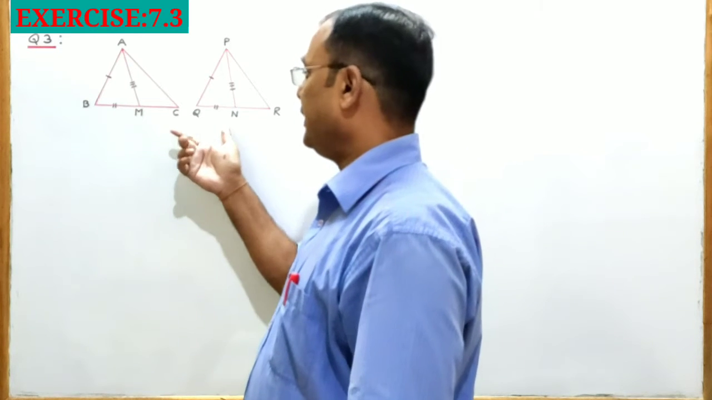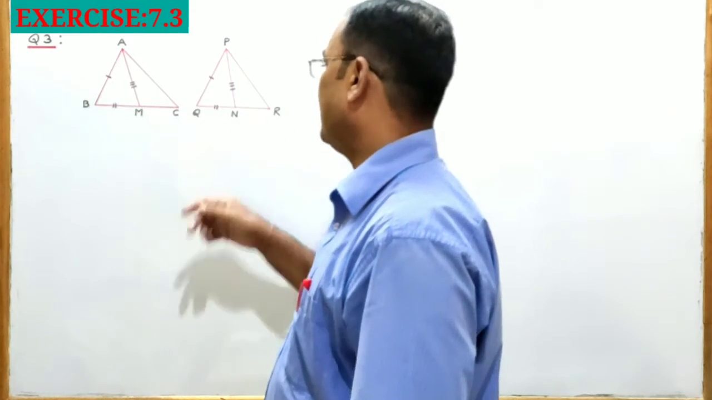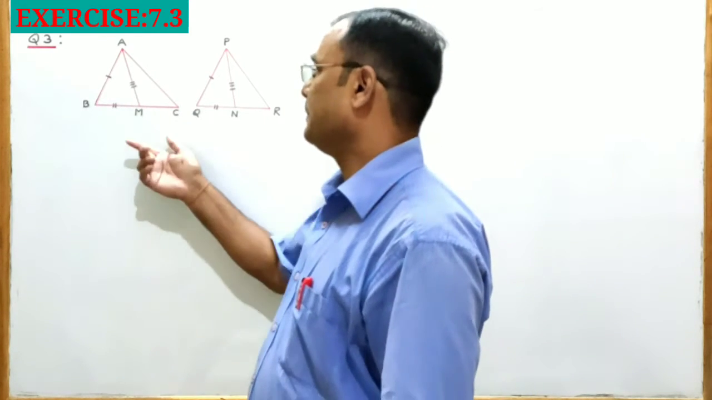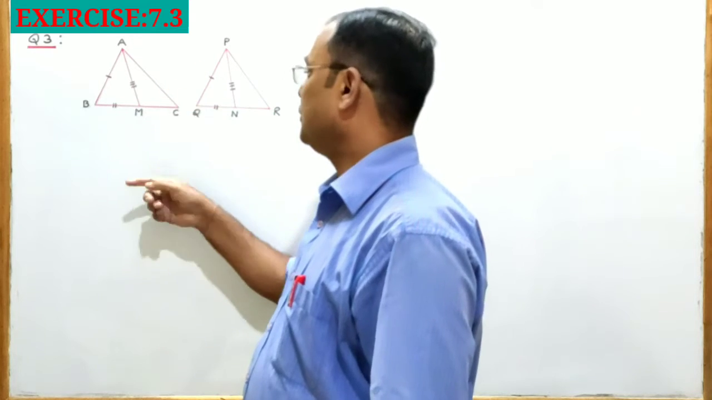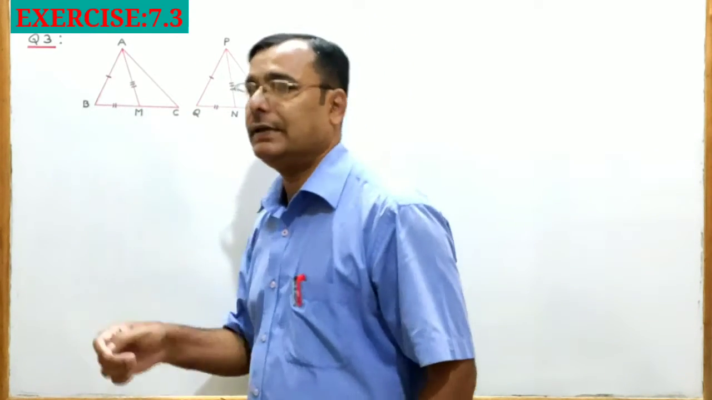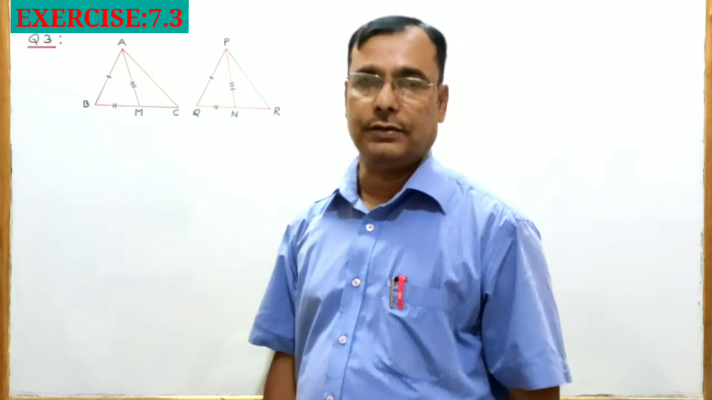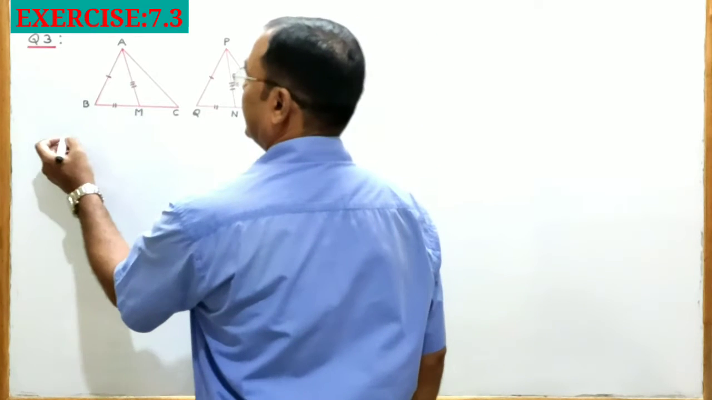In this given figure, ABC and PQR are two triangles. AM and PN are medians. AB is given equal to PQ, BC equal to QR, and we have to prove that triangle ABM is congruent to triangle PQN. So let us write given.